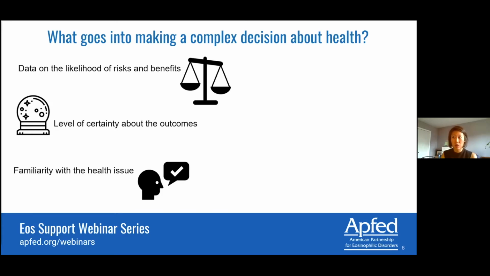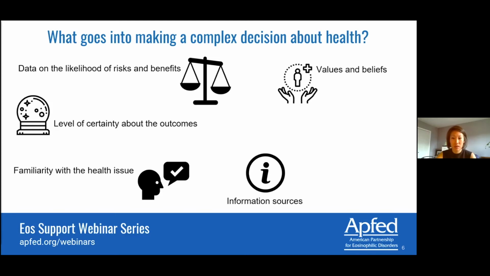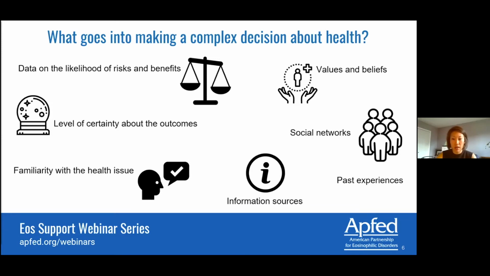Familiarity with the health issue. How much of the condition do I know about? Which kind of plays into information sources. Where can I get more information if needed? My own values and beliefs. At the core, what is most important to me as a person and as a patient? And because we don't live in isolation, how do my choices and my decisions really affect the people around me? And who on my team is supporting my decision, whether it be family, friends, loved ones, or even peer supports? And finally, past experiences. My own experiences, as a patient, as a provider, but also shared experiences from other people who support me.